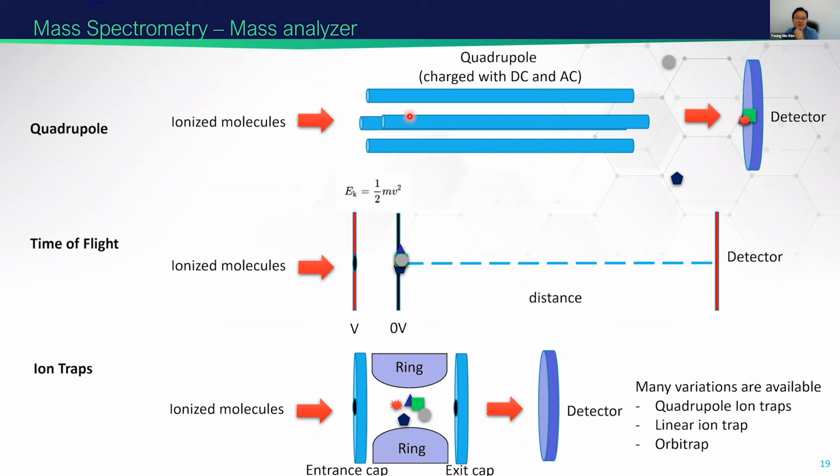That means we have this one quadrupole and the collision cell, and then another quadrupole at the end. So we can specifically focus on certain ions. At the beginning, we screen certain metabolites, and then in Q2, collision happens, and later we can specifically focus on what fragment ion we want to measure.